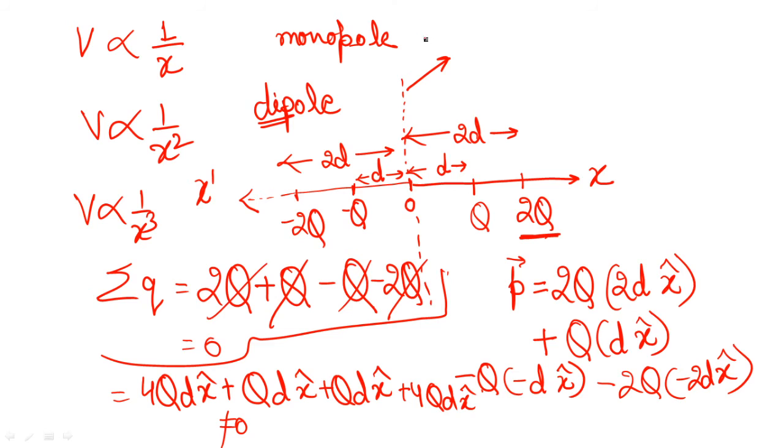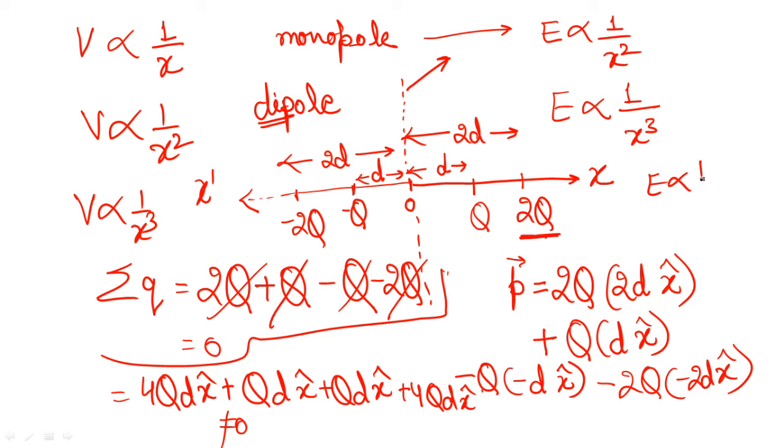And if I am talking about the electric field dependency, for the monopole condition, it will be inversely proportional to x square. Then for a dipole, inversely proportional to x cube. For a quadrupole, inversely proportional to x to the power 4. And for an octapole, inversely proportional to x to the power 5. That's how you can answer such types of questions easily and quickly.